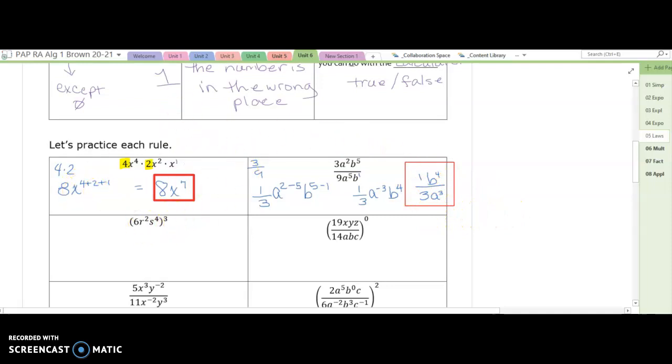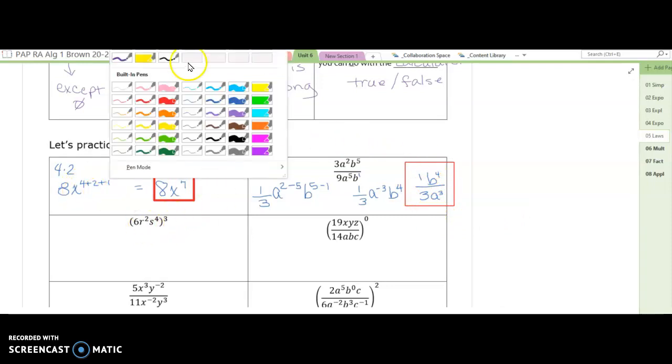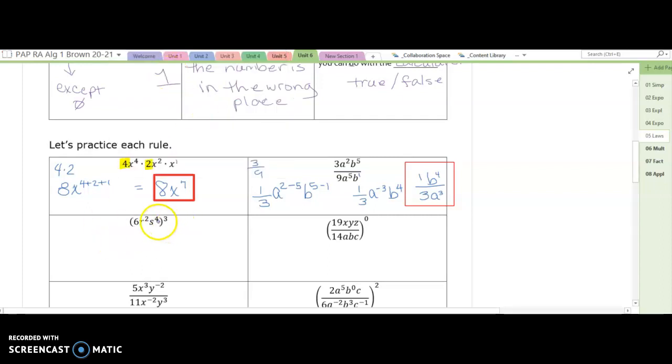Now we have exponents raised to exponents. We have r squared and s to the fourth power raised to exponents. Remember this number out here also applies to everything inside the parentheses. That means that the 6 is raised to the third power. It's 3 groups of each one of these things inside the parentheses. You have to remember that. So r squared is raised to the third power, and s to the fourth power is raised to the third power. Let's do each one of those.